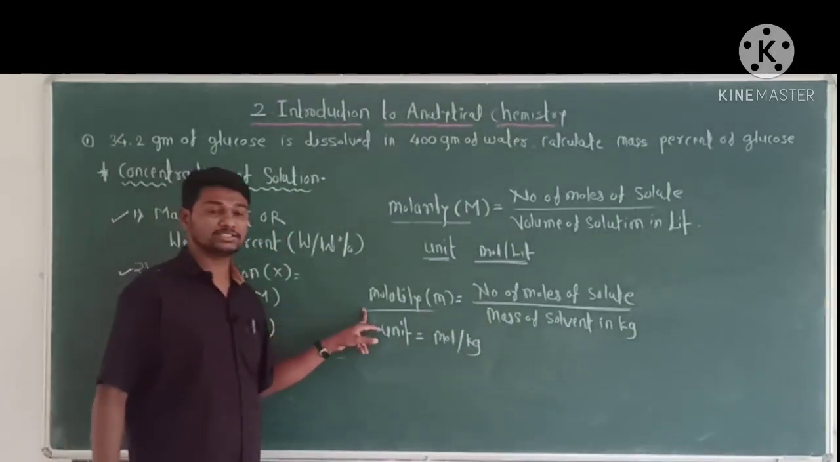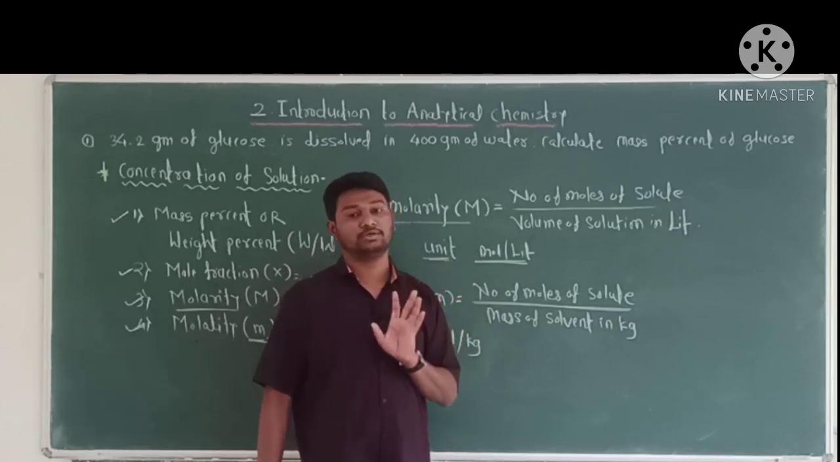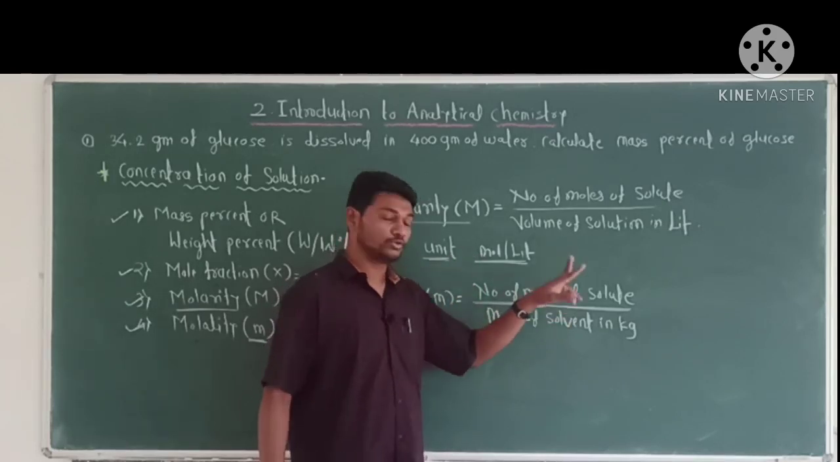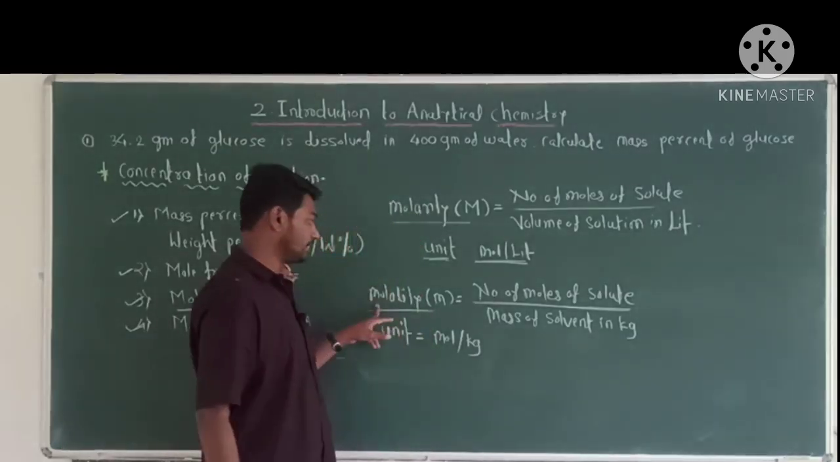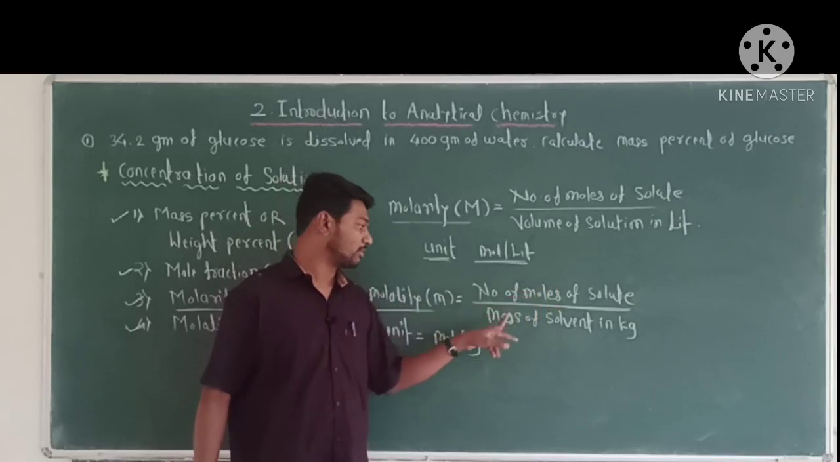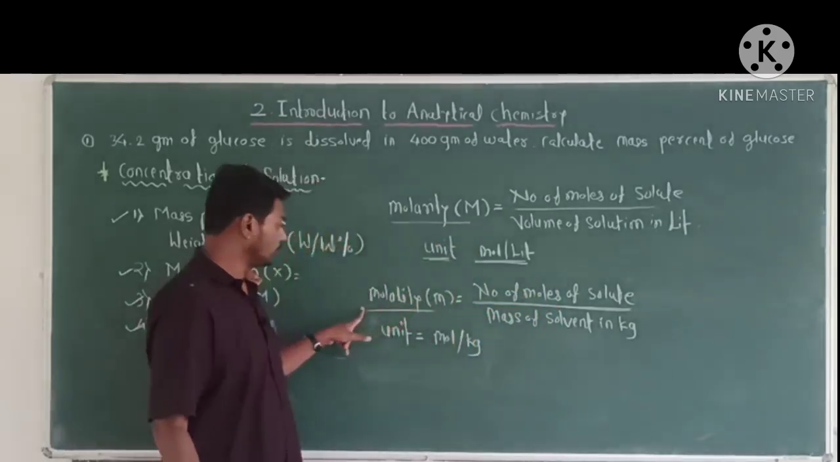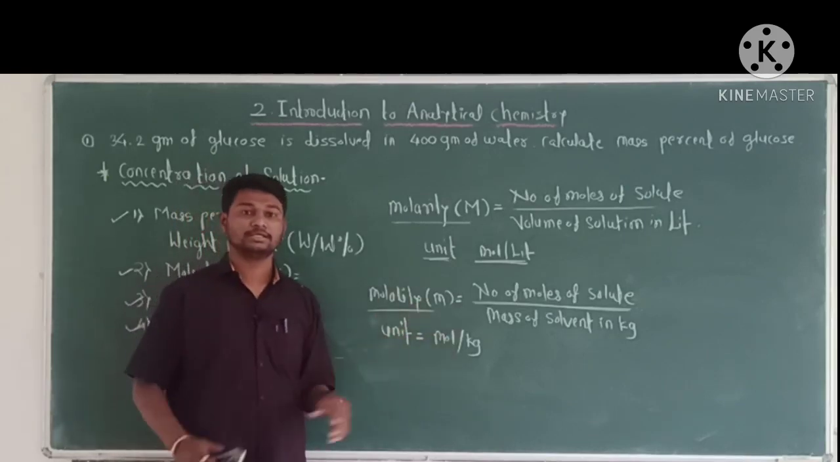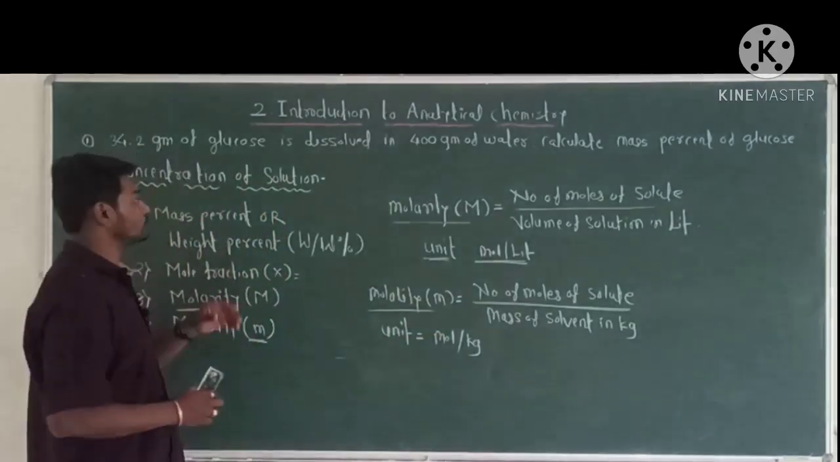Now next, fourth, molality. The molality is the number of moles of solute present in 1 kg of the solvent. Molality is given by the equation: molality is equal to number of moles of solute divided by mass of solvent in kg. Now the unit of molality is mole per kg. Now next, numerical based on the concentration of the solution.